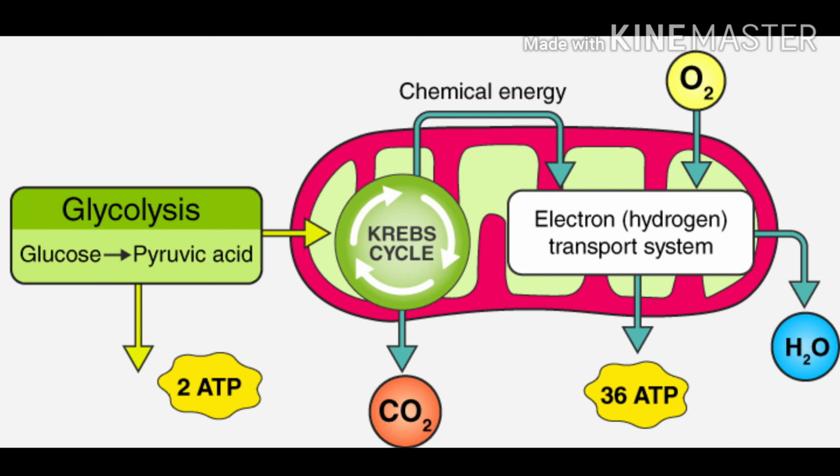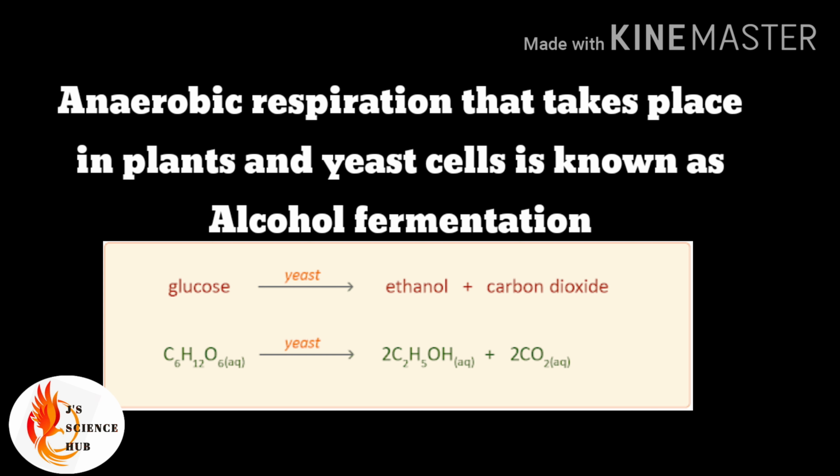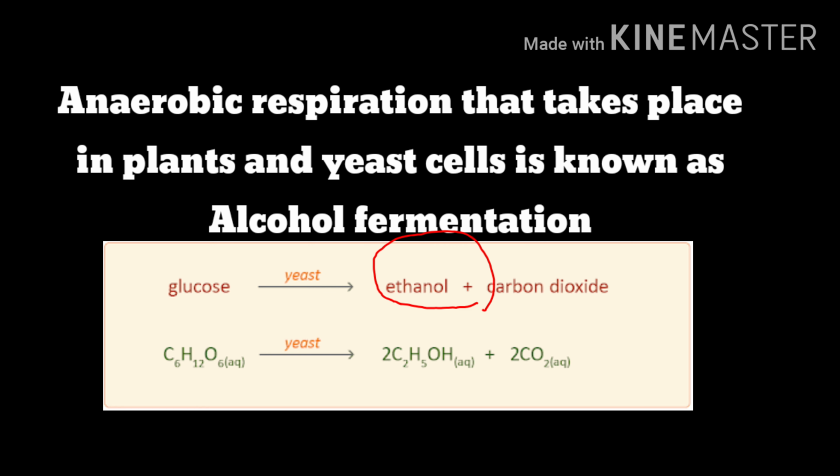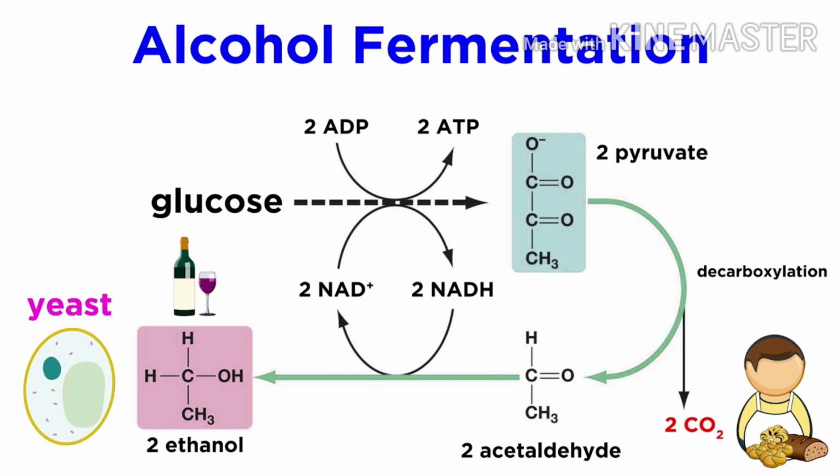Anaerobic respiration that takes place in plants and yeast cells is known as alcohol fermentation. This respiration is known as alcohol fermentation because alcohol is one of the major products here. So this equation shows you that glucose is converted into carbon dioxide, ethyl alcohol, and energy.